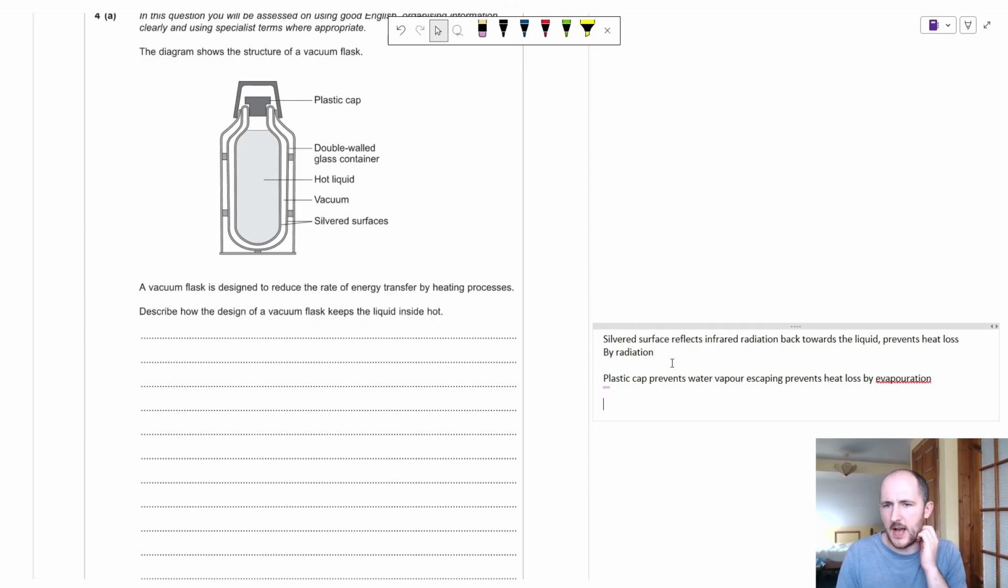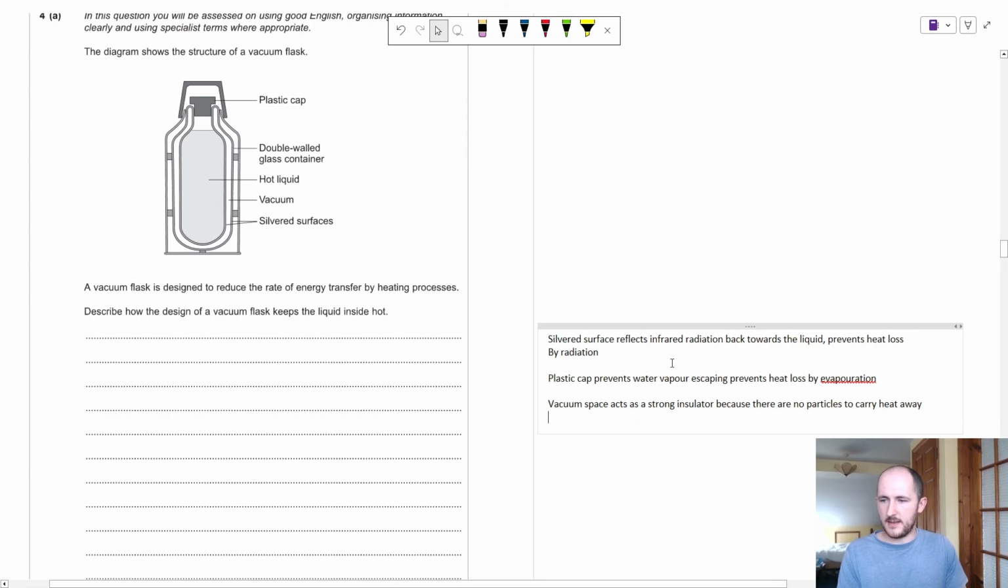We have a vacuum, which is a very good insulator. So the vacuum space acts as a strong insulator. And why is that? Because there are no particles to carry heat away from the hot liquid. So this is by conduction. Could it be convection? No, it's not convection.